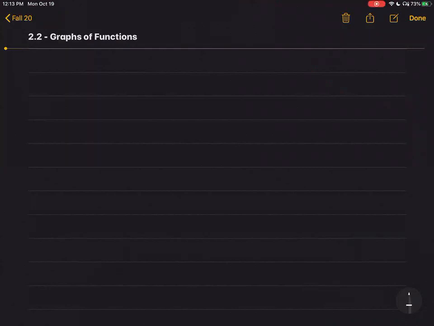So we've already talked about sketching graphs in section 1.9, which we did by plotting a couple points, and then you kind of know the general shape of the graph based on the general shape of the function, and then you can sort of connect the dots. But what about graphing more general functions? So let's do an example where we graph a piecewise function.